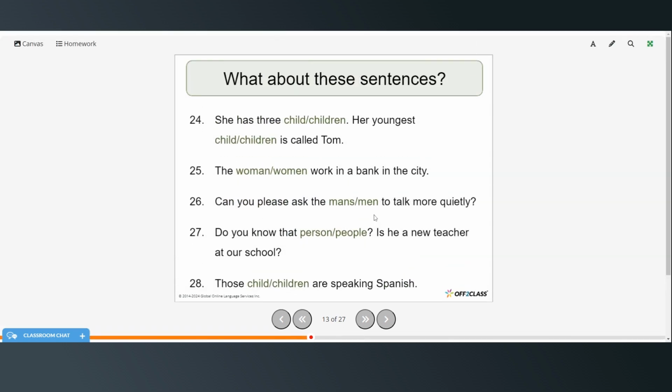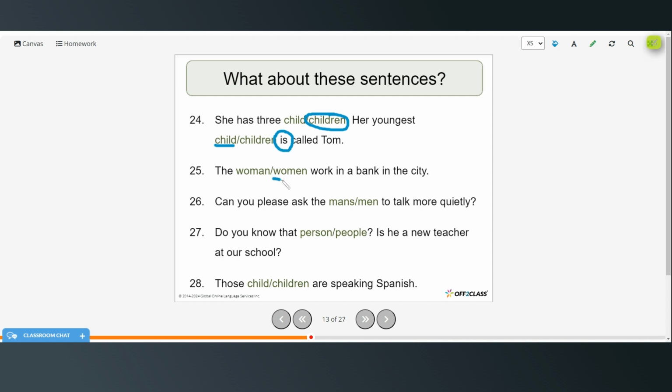Okay, again, we're going to try to find the correct form. You can pause the video, try these on your own, and then restart when you're ready to check the answers. All right, she has 3 children, so now we know we have to use the plural because of the 3. Her youngest child is called Tom. Because of the is, it's singular, so we know it's child.